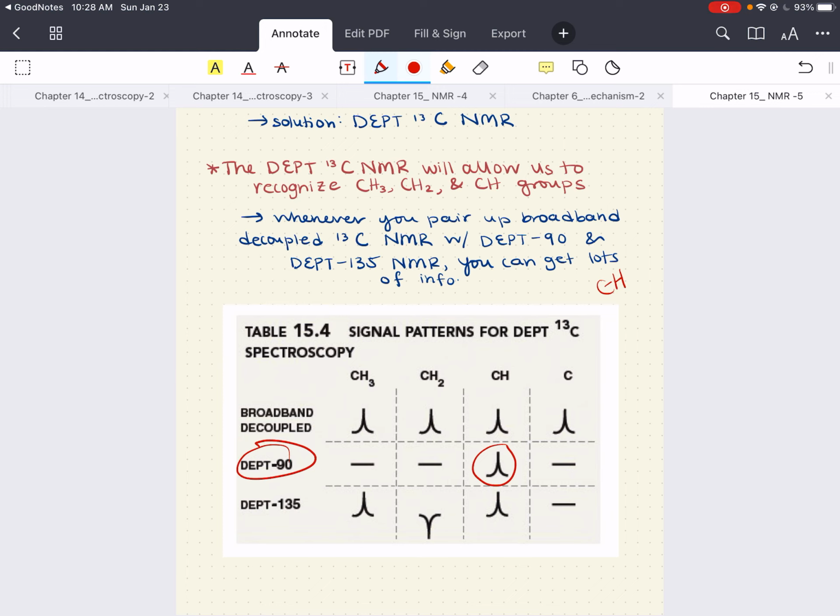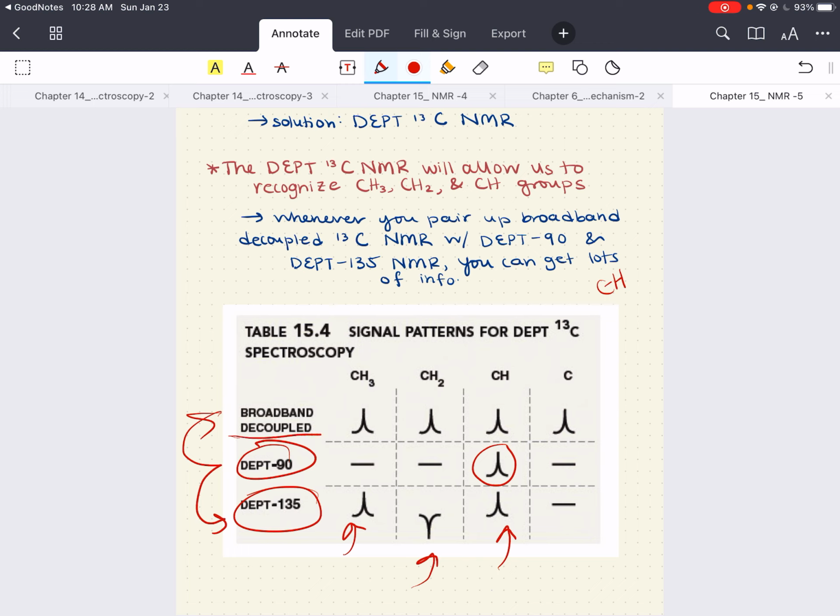Then a different pulse sequence is employed, called DEPT-135, that tells you if there are CH3, CH2, or CH groups, where CH3 and CH groups appear as positive signals and CH2 appears as a negative signal. When you couple these three things together, you maximize the amount of information you obtain about carbon-hydrogen environments, and you're able to predict molecular structure from these three.